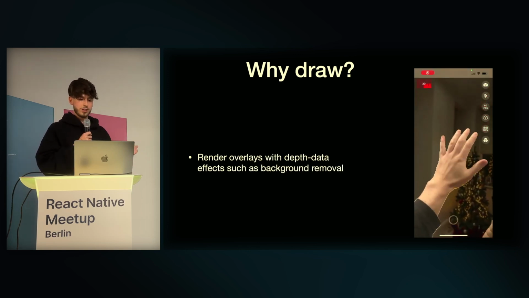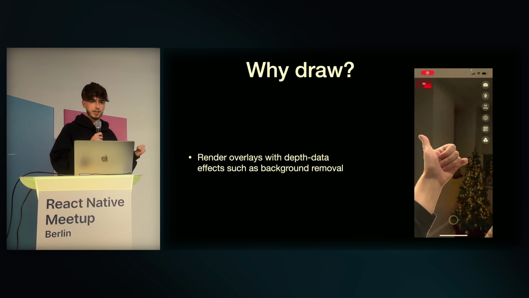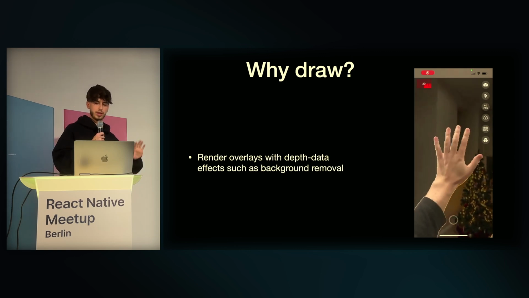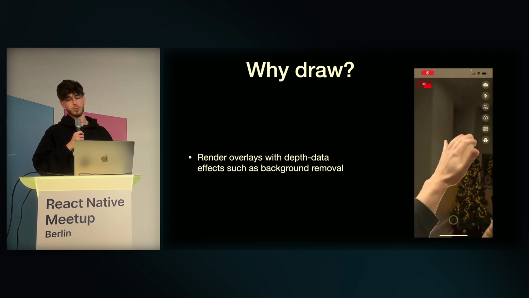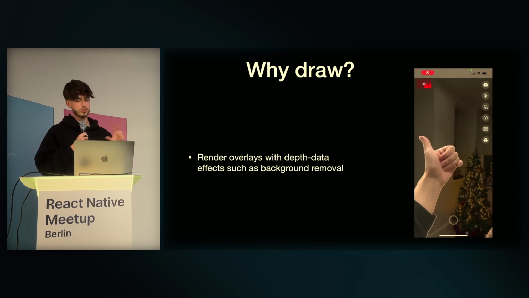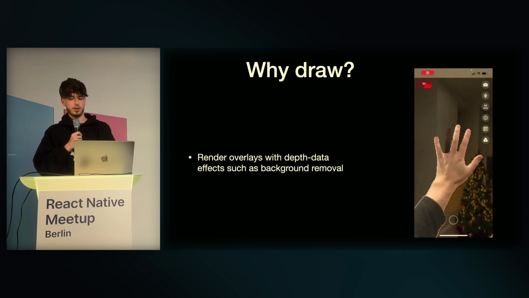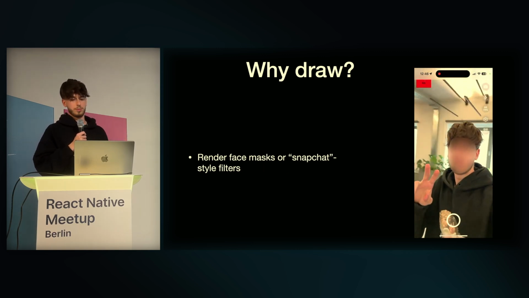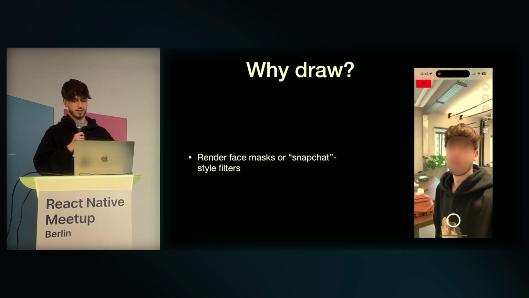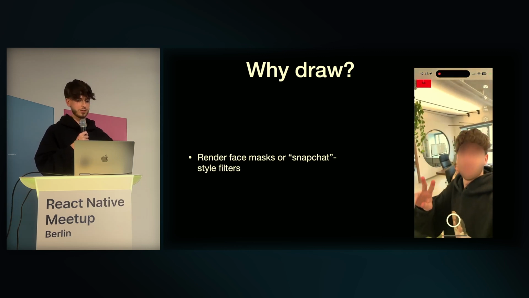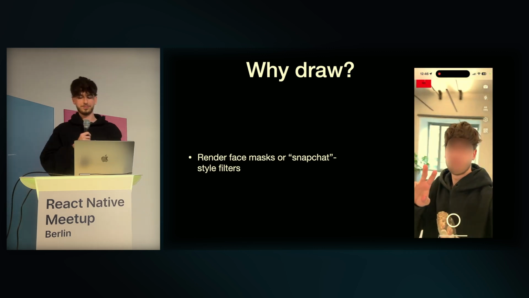Some real-time overlays, which is from a client app that we've worked on, where you can create animated stickers of the foreground. In this case, it's just a hand, and it removes the background. So in this case, it just dims it to still show the user what's happening. Or we just draw some Snapchat-style face masks or filters. In this case, it's a face blur example.